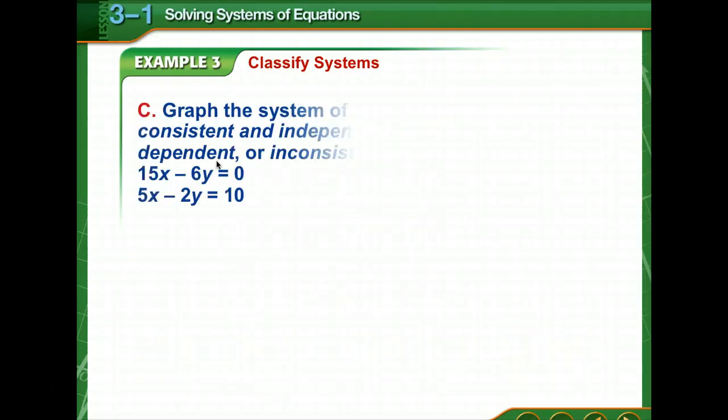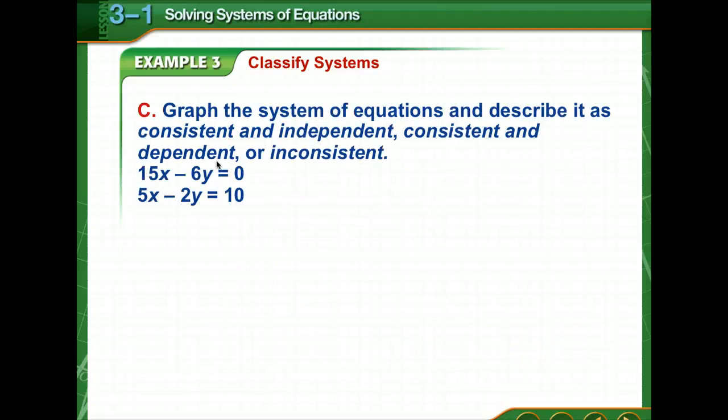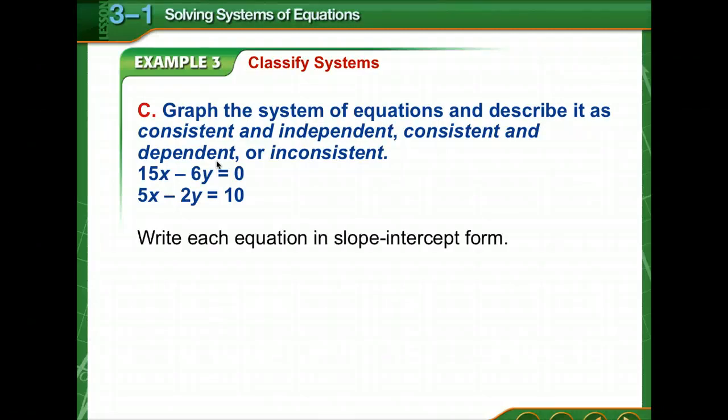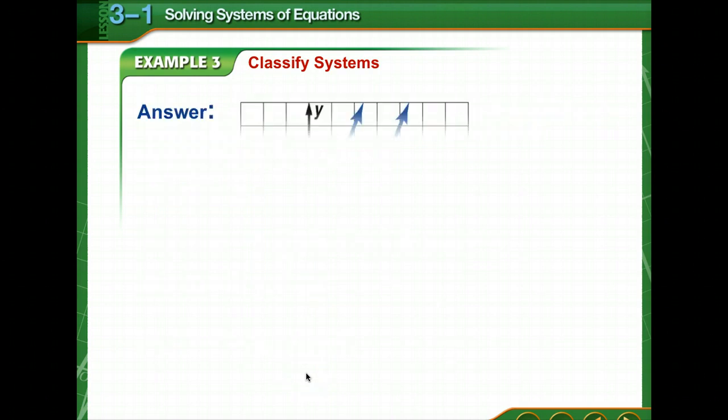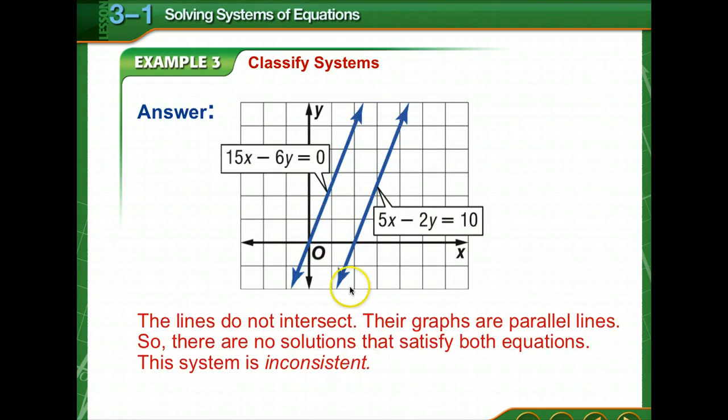Very good. Okay, let's graph this system of equations and describe it. First of all, we write the equation in slope-intercept form. Okay, now notice the slopes on these two lines. They are the same. So what does that tell you about those lines? Why, they are parallel. Very good. So because they never cross, they are inconsistent. This one has no solutions that can satisfy both equations.